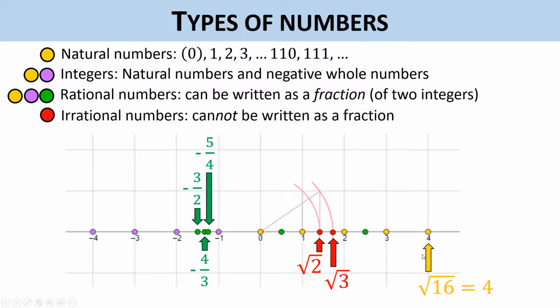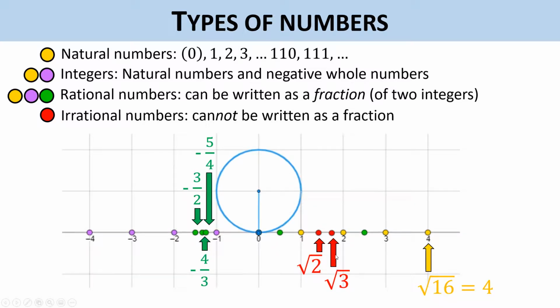So we have to be careful here. A square root sign is not enough to conclude that a number is irrational. Another famous example of an irrational number is pi, the relation of the circumference of a circle to its diameter.